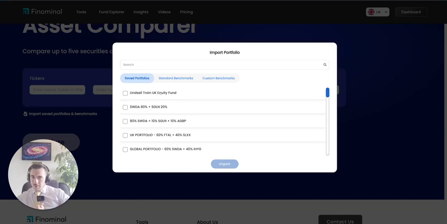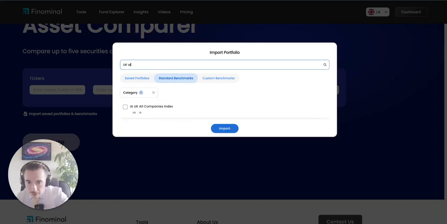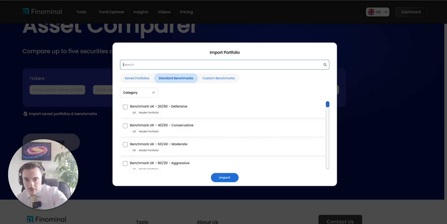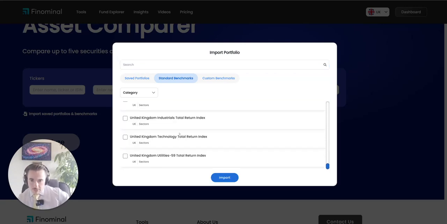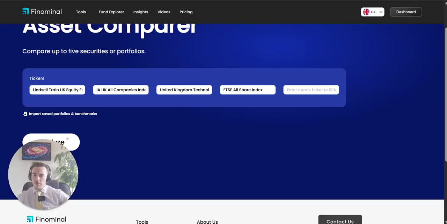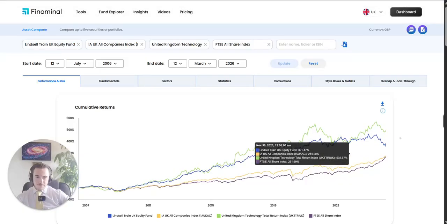I'm going to take it over to the asset comparer now, where we're going to compare the Lindsell Train UK Equity Fund with one of the IA benchmarks. So let's go for the UK All Companies Index. I am also going to go for the UK Technology Total Return Index. As we saw, this has the highest correlation to tracking error against all of these standard benchmarks, so interesting to note. And we will also put in the FTSE All Share Index. So now we've imported all of those, let's press Analyze and head over to the asset comparer for the latter part of our analysis.